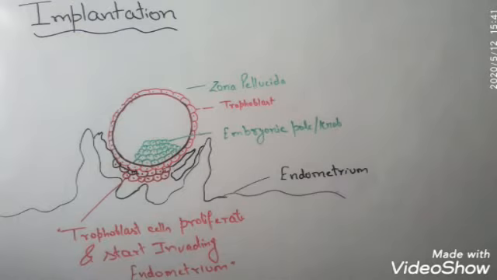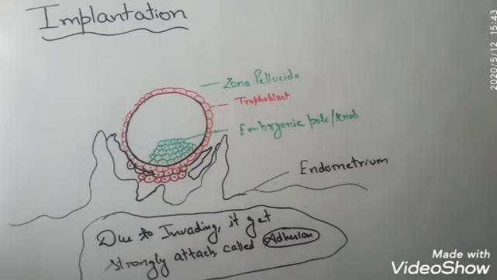Thus, earlier it was firmly attached, now it is strongly attached, and the process by which it invades the endometrium lining of the uterus and gets strongly attached is called adhesion. Earlier, when it was firmly attached, the process was called apposition, and when it gets strongly attached, the process is called adhesion, as shown in the figure.